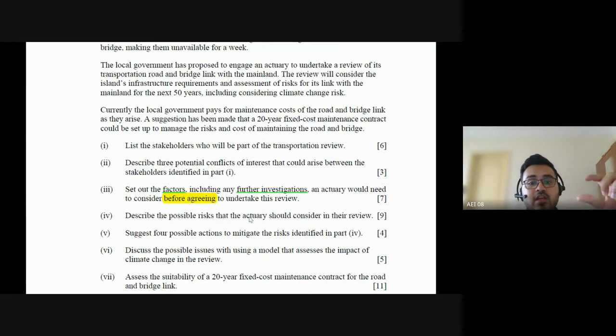The factors, including any further investigations that an actuary would need to consider before agreeing to undertake this review. So you are the actuary in this situation. Before you agree to undertake it, a lot of answers from a lot of candidates had a lot of points which were not even considering the "before agreeing".